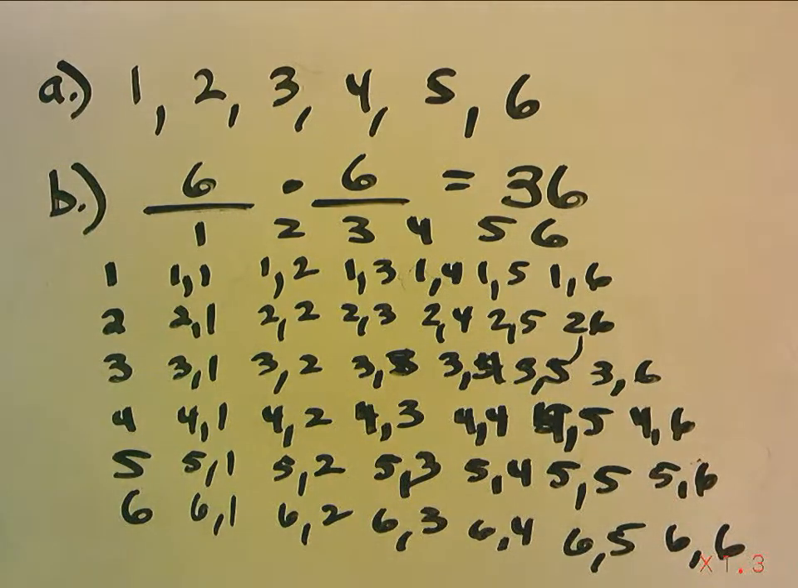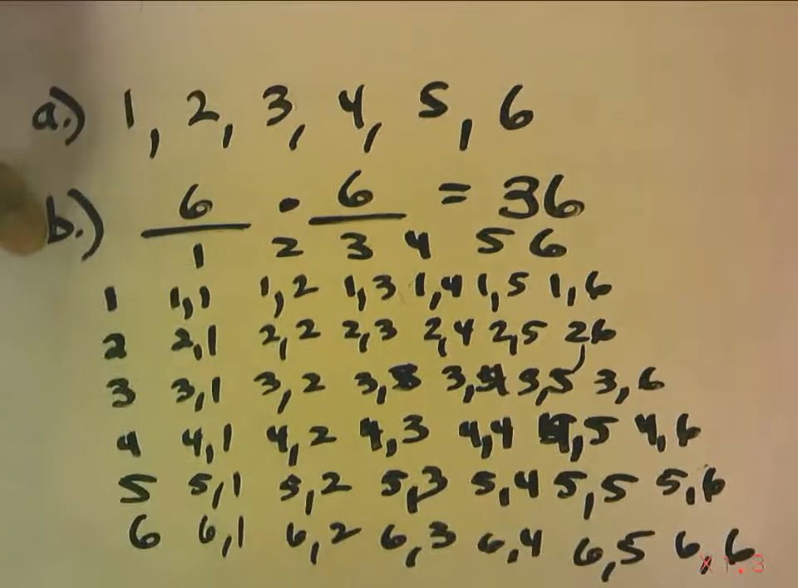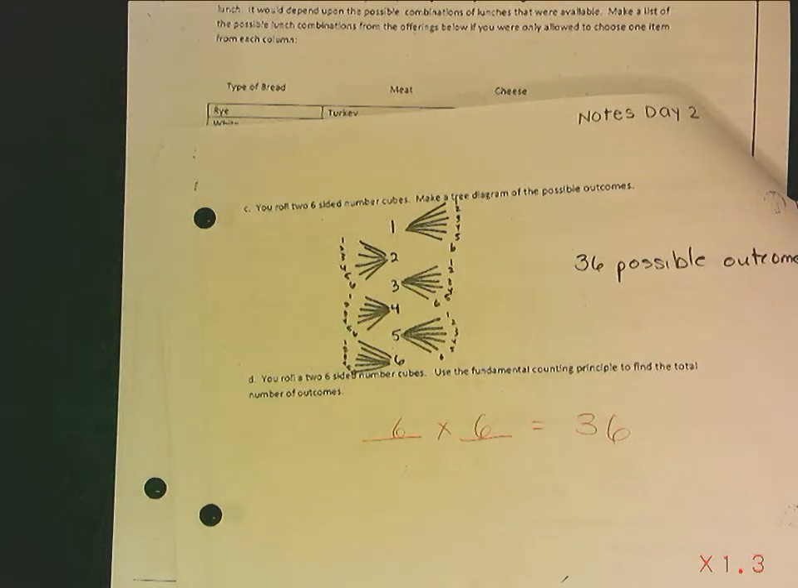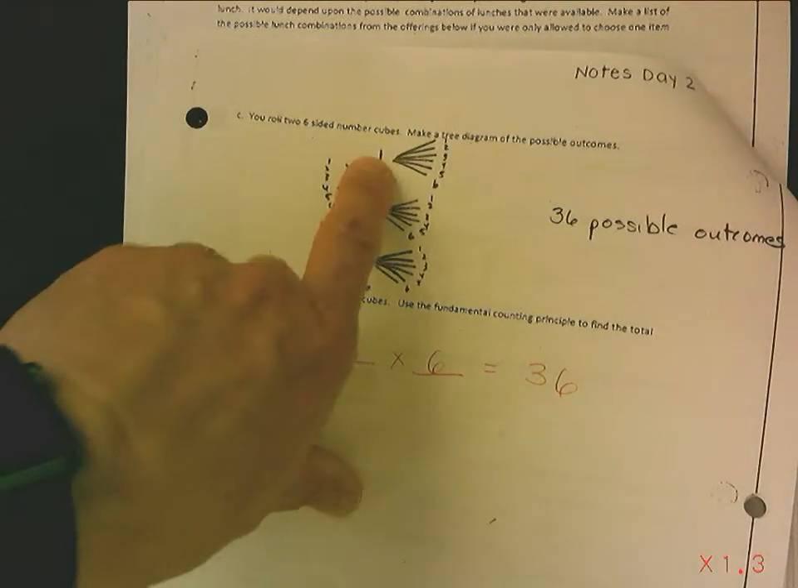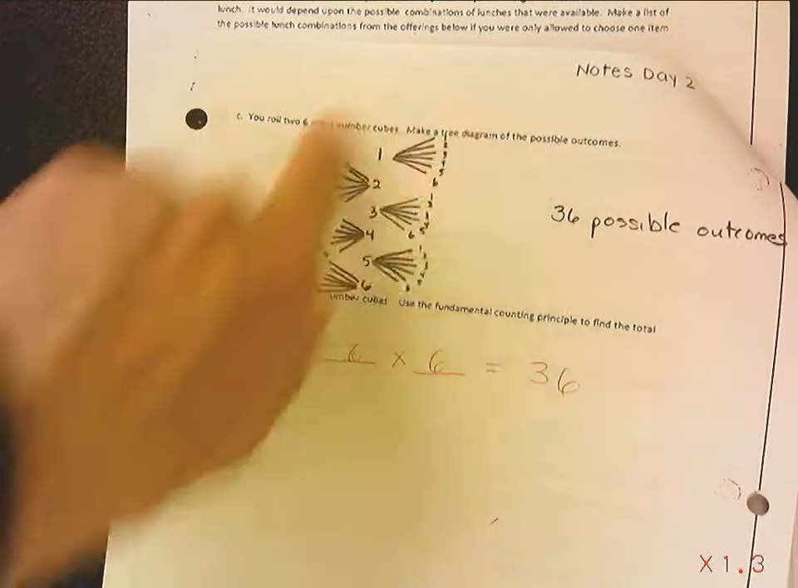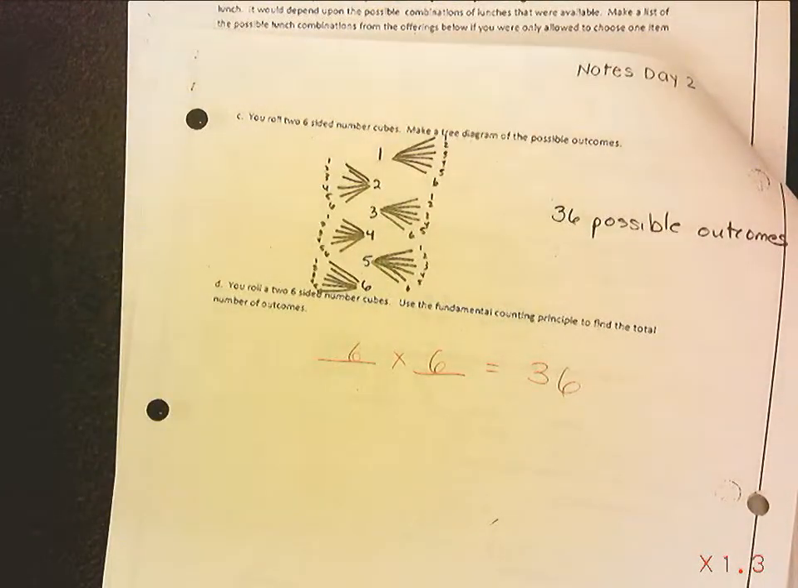Okay? So now, if you turn to page 7, we're not actually going to do this, but if you look at the trees, I could roll a 1 on the first, then I have 6 options for my second. But this shows you the 36 possible outcomes.